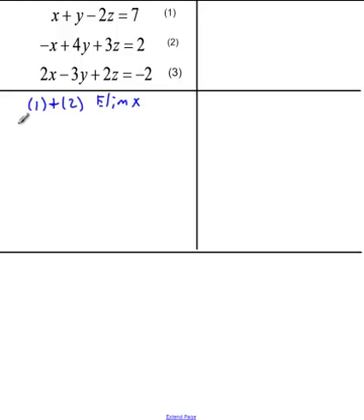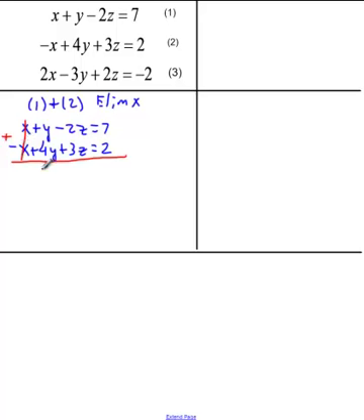So I'm going to copy down the first equation, x plus y minus 2z equals 7, and the second one, negative x plus 4y plus 3z equals 2. Now, if I add them up, I will see that terms with variable x will give me 0. We eliminated x, which we wanted to. y plus 4y is simply 5y. Negative 2z plus 3z is simply plus 1z, equals 9. And I'm going to box this equation.